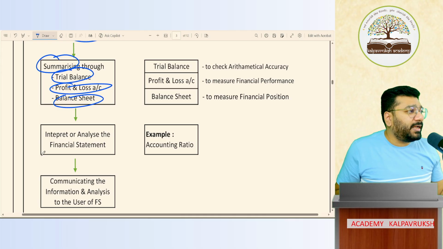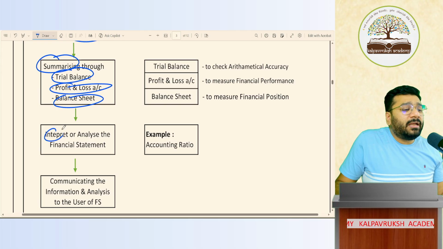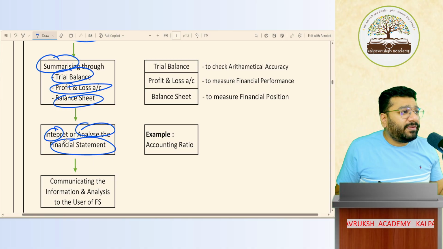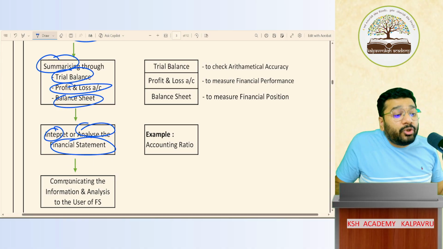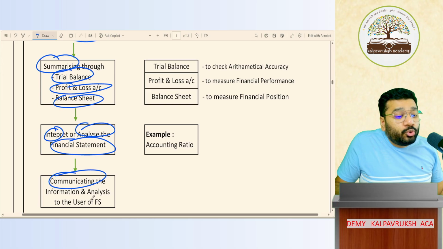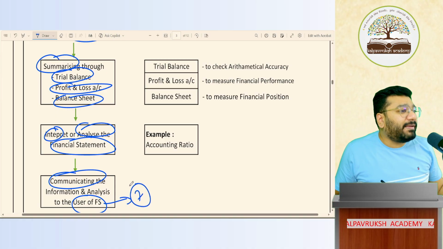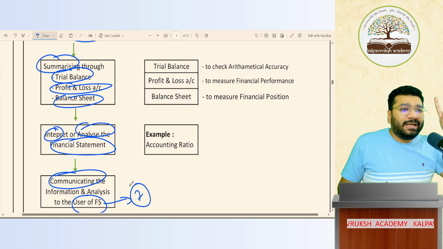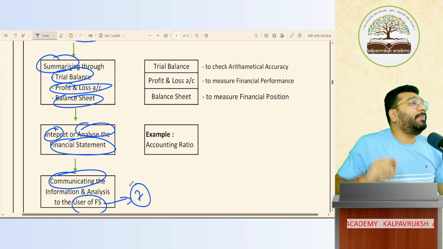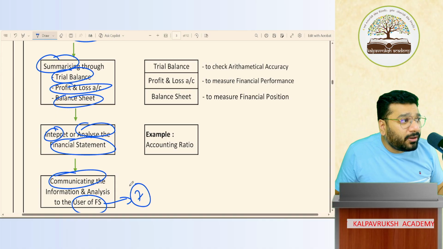Once you prepare the financial statement, the accounting doesn't stop there. After this, what are you supposed to do? Interpret or analyze the financial statement. Once you interpret or analyze it, you're supposed to communicate the result of the analysis to the users of the financial statement. In total, there are how many users? 7 users: 1 internal user, 6 external users. I've not gone in depth about internal and external users. In the upcoming classes, I'll go in depth.